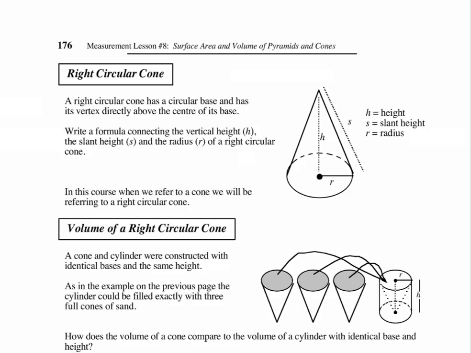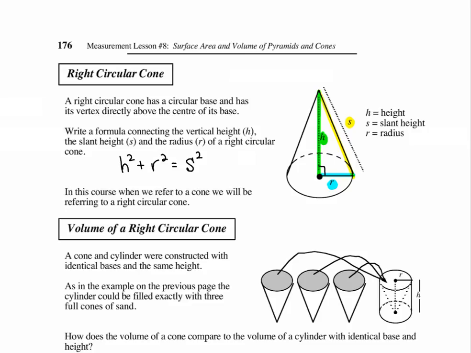So if that's the case, I'm just going to highlight this a little bit. Here's my slant height, S. Here's my vertical height, H. And here's my radius. So what relationship can we make with that? Is there any relationship between those 3 variables? H squared plus R squared equals S squared.